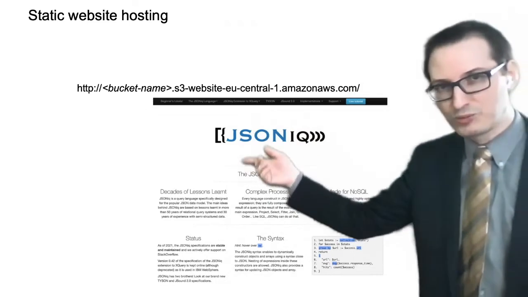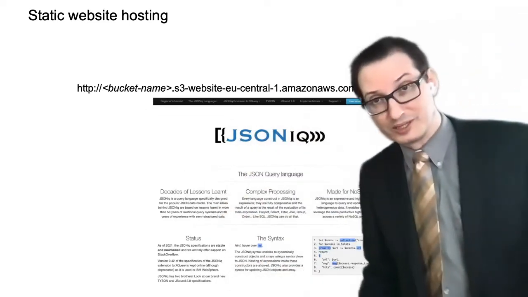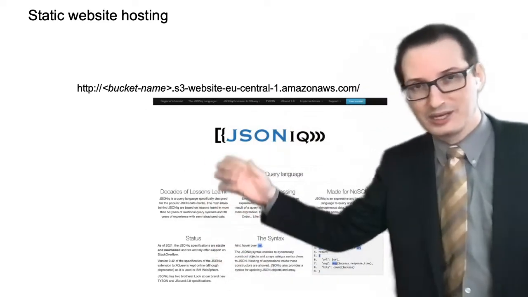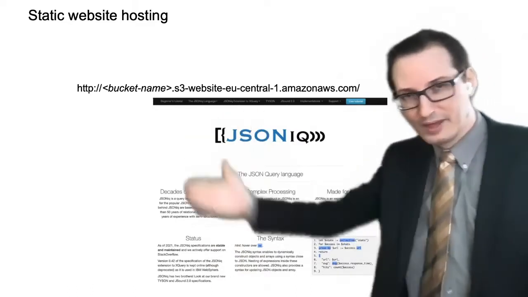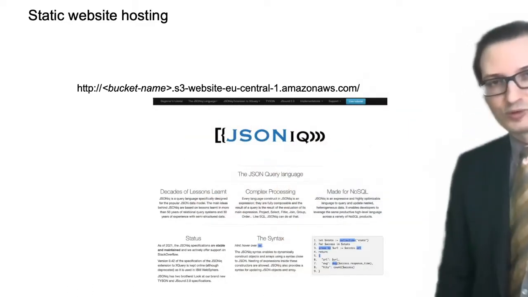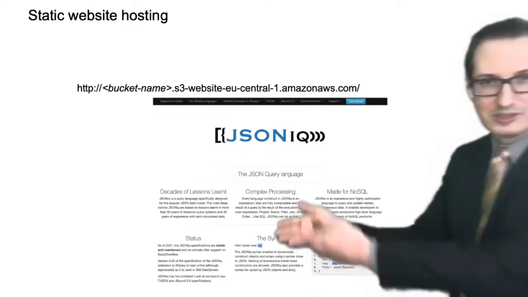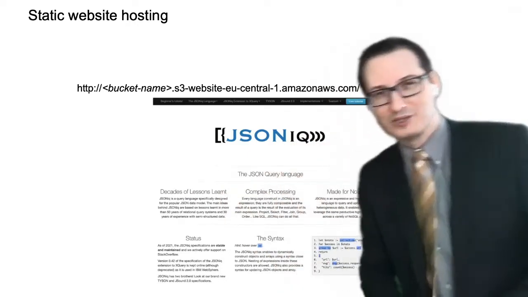JSONiq, for example, the language we use, jsoniq.org, is actually on S3. All the pages are on S3, and if you type jsoniq.org, you can try, you will actually see something that comes from S3 over the web. And since it's a web page, then of course it can be displayed in the browser.